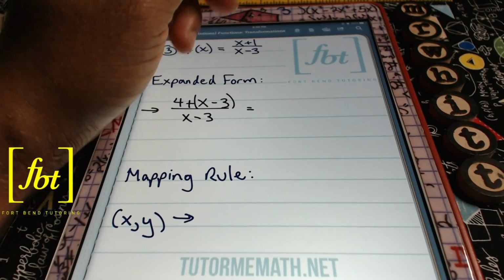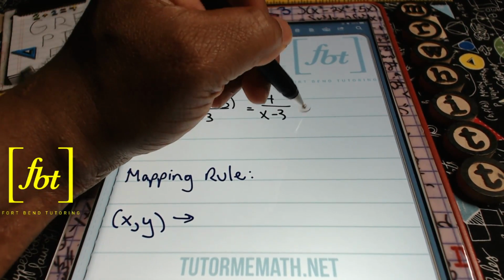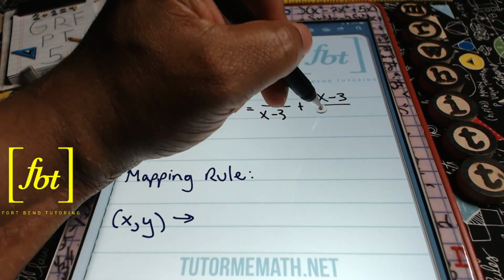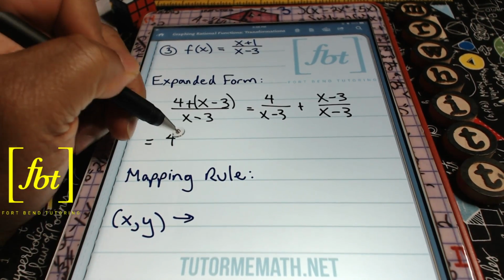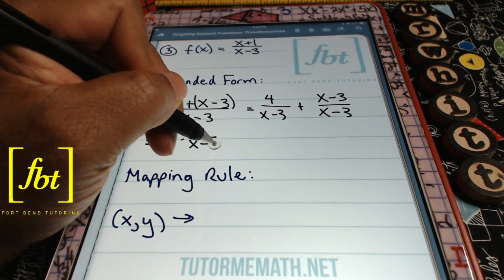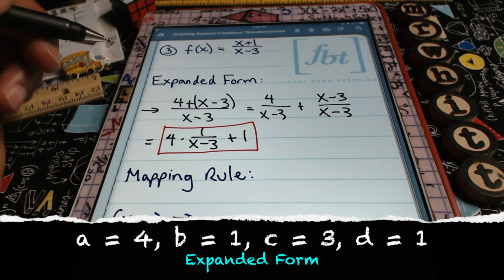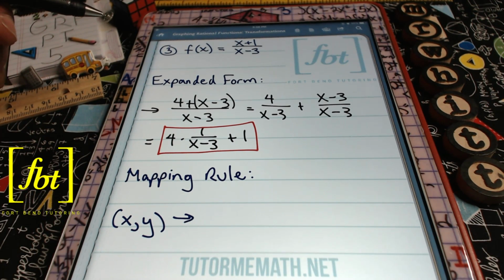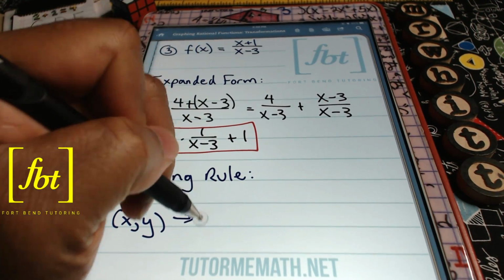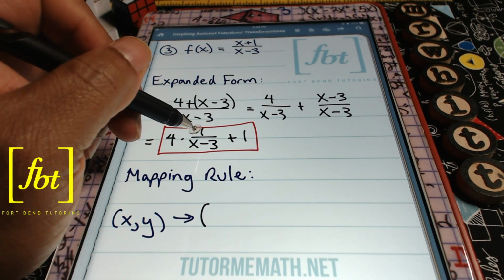So now let's go ahead and start expanding this, and we'll have 4 over x minus 3 plus x minus 3 divided by x minus 3. Simplifying this and writing it in our expanded form, I'll have 4 times 1 divided by x minus 3 plus 1. And this is our expanded form of the original rational function for problem number 3. Red boxed it. When it comes to our transformation map, we're going to be able to write this and show that all we need to do to our x values is add 3.